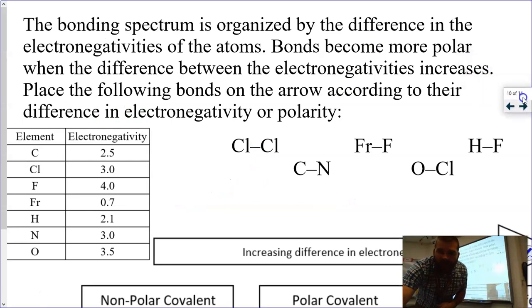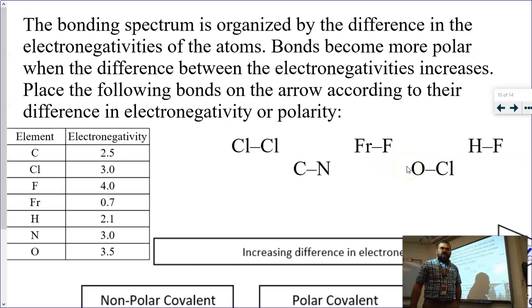All right, we got some questions now. Well, not quite yet. I'm sorry, getting ahead of myself. So the bonding spectrum is organized by difference in electronegativities of atoms. Bonds become more polar when the difference between the electronegativities increases. Place the following bonds on the arrow according to their difference in electronegativity or their polarity.